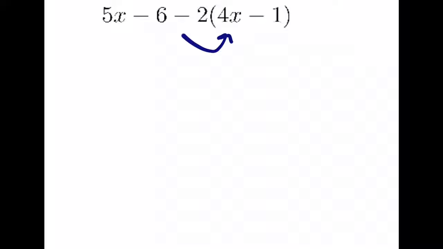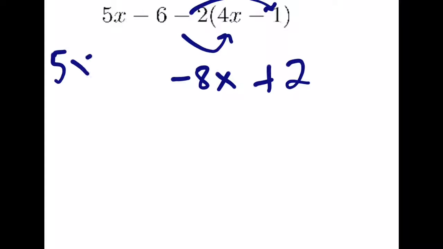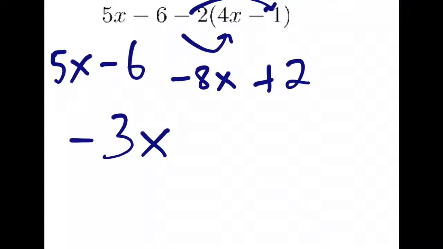Last example, we distribute first. Negative 2 times 4x gives us negative 8x. Negative 2 times negative 1. We are multiplying two numbers that are both negative, so it comes out positive. We carry down our first two terms, which have not changed, and we combine like terms. There are two x terms, 5 and negative 8, giving us a negative 3x. There are two numbers, or constants, negative 6 plus 4, giving us a negative 4.